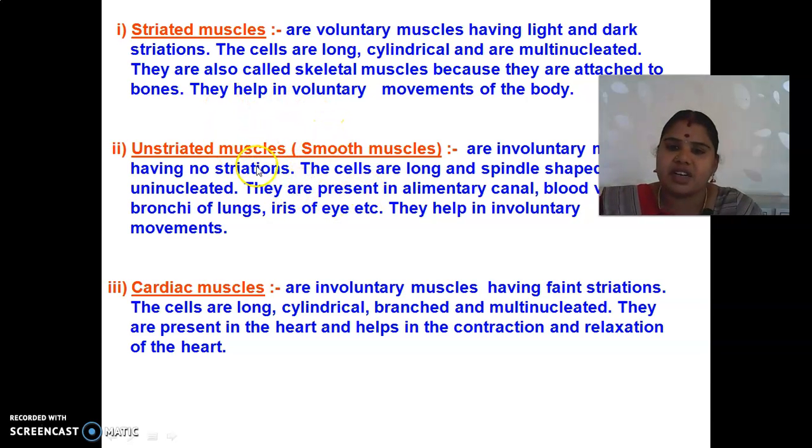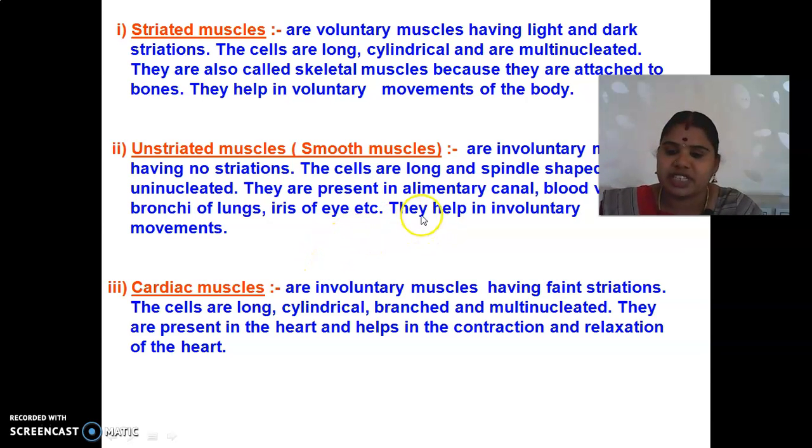See, these types of unstriated muscles, soft, smooth muscles, are present in the alimentary canal, blood vessels, bronchi of lungs, and the iris of the eye. The black color is there, and inside the black there is a small hole. That's the iris of our eye. So these are the parts which are very smooth in appearance. That's why these unstriated, smooth muscles are present in all these parts of our body.